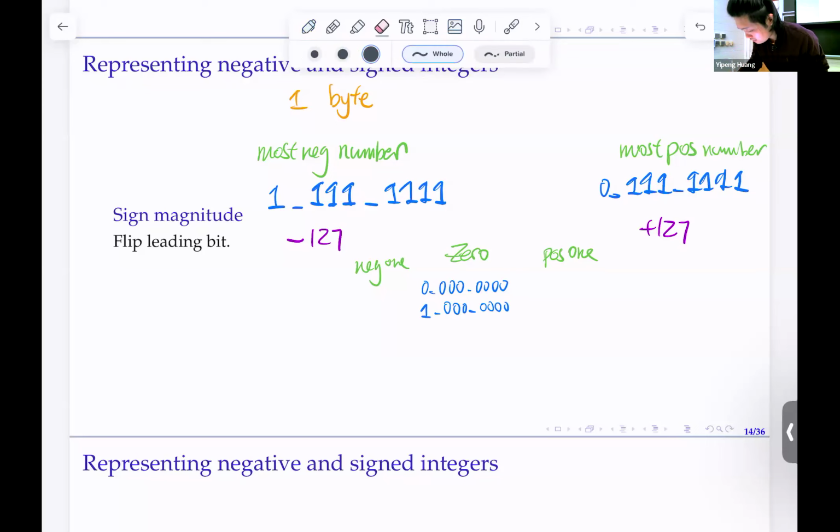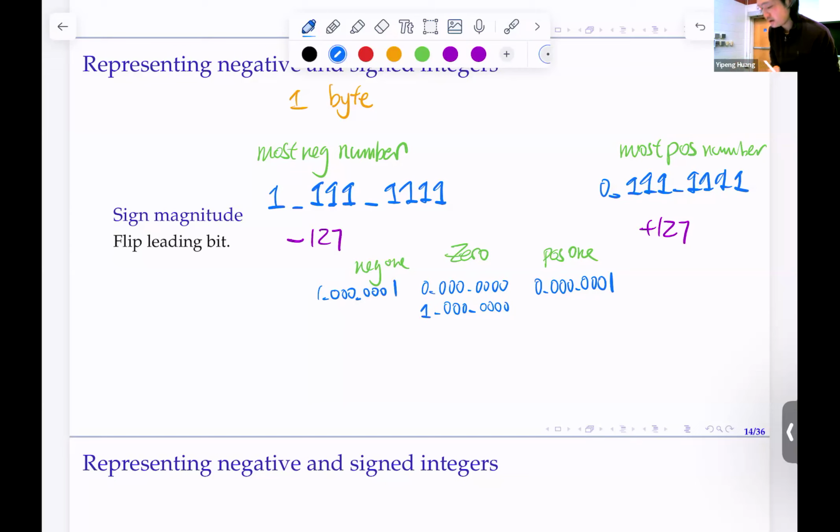And how do we write positive 1? It's a positive number, so positive 1, just to be clear, is that. And negative 1 is going to be 1, 0, 0, 0, 0, 0, 0, 1. And there you go: positive 1, 0, and minus 1. So those are some important numbers. This is all very good.